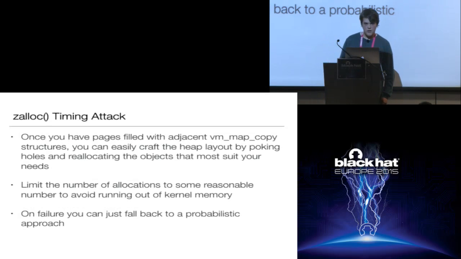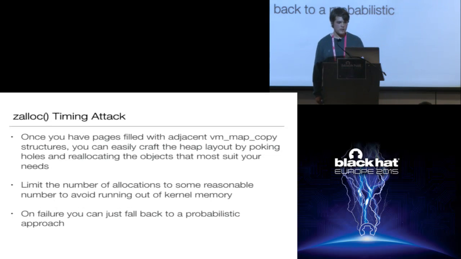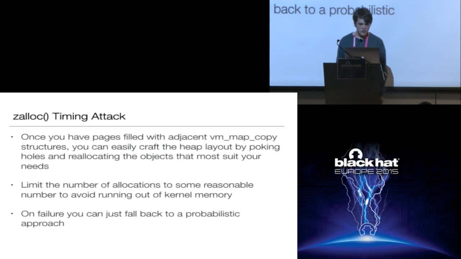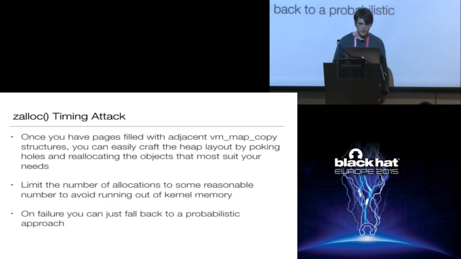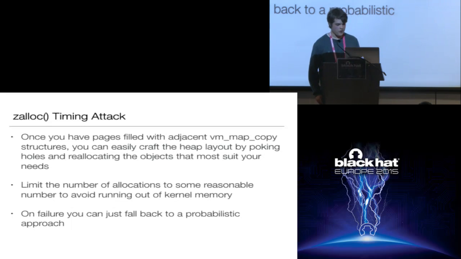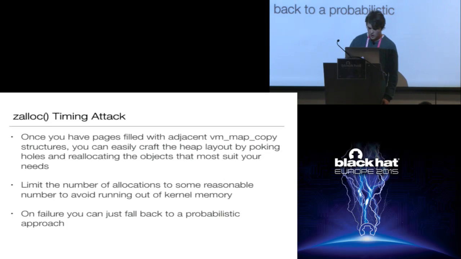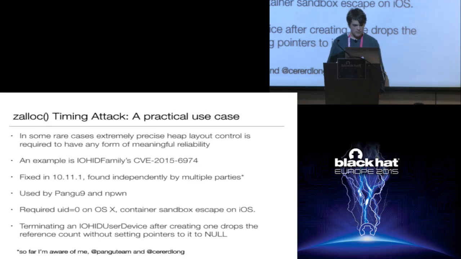You can easily craft the heap layout by poking holes in the allocated page. You can just reallocate any object you wish. There is just one catch. You have to limit the number of allocations you create, because if you create too many, the kernel will crash. But on failure, you can just fall back to a probabilistic approach, so this won't hurt reliability of your exploit. It's going to only increase it. And in some rare cases, precise heap layout control is required to have any form of reliability.